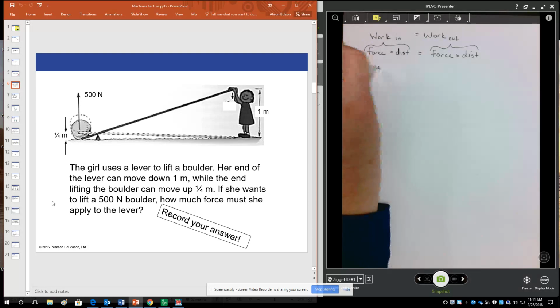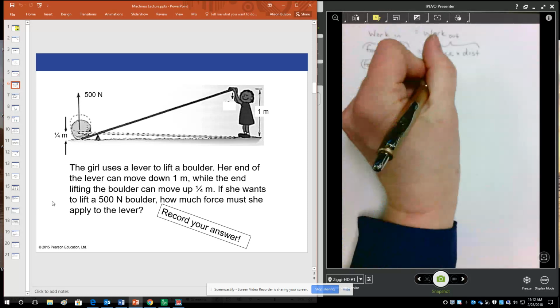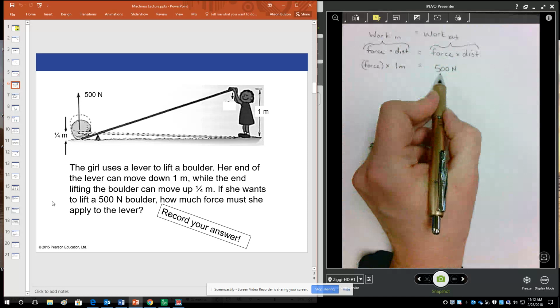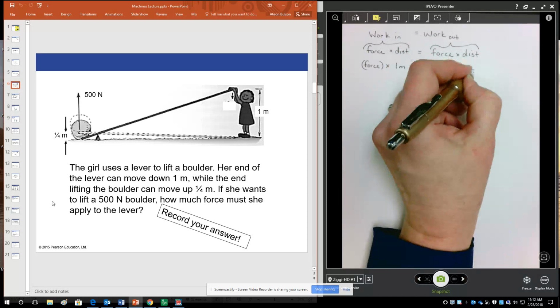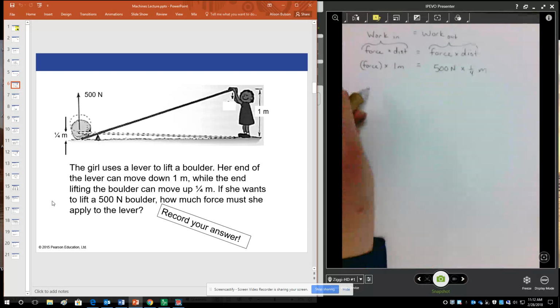So the input side is the force we want to know. How much force does she exert? And she does so over 1 meter. On the output side is the lifting. So we lift a 500 Newton boulder. The weight of 500 Newtons is the upward force the machine pushes with. And the distance is 1/4 of a meter. If you're not fans of the units, you can rewrite this without units.